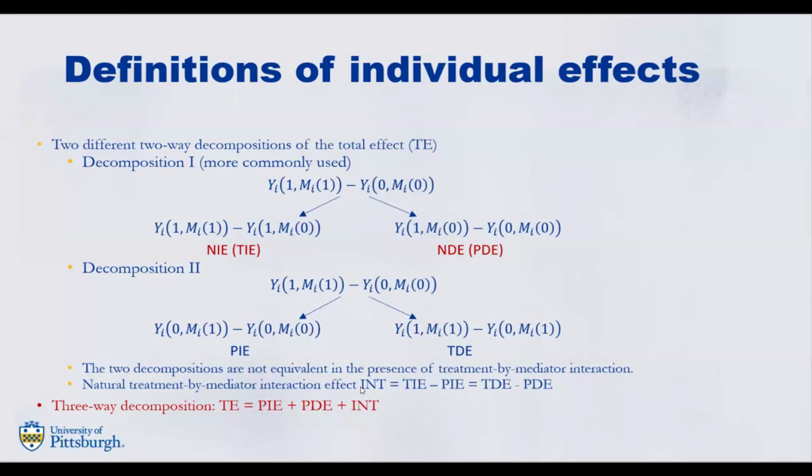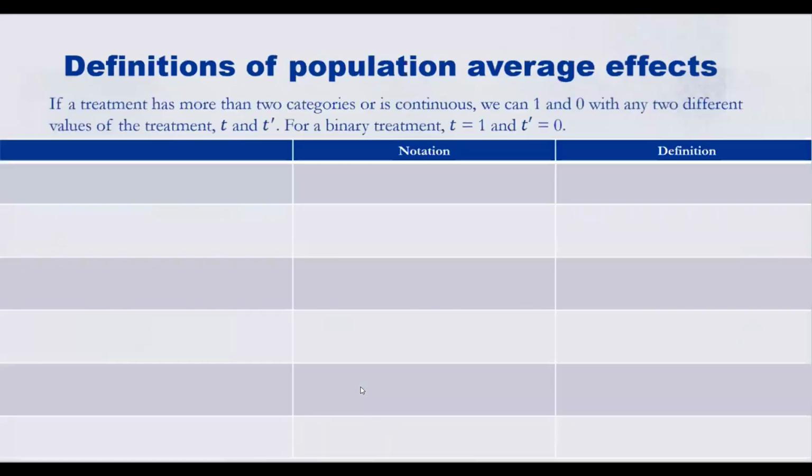Okay, so far we have defined the indirect and direct effects under the potential outcomes framework. Now I want to summarize the definitions in this form so that in the future, when you forget how to explain each effect, you can come back to this table and refresh your mind.